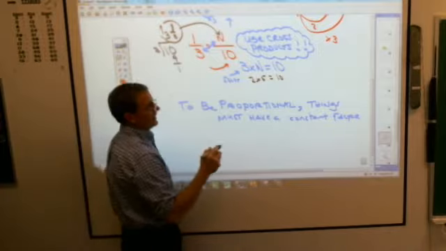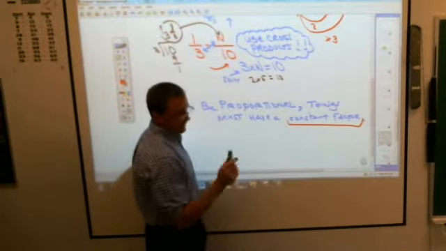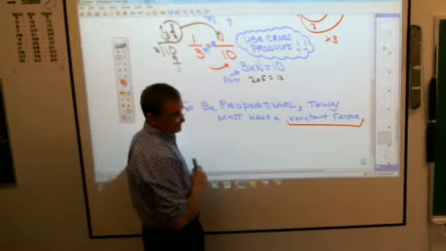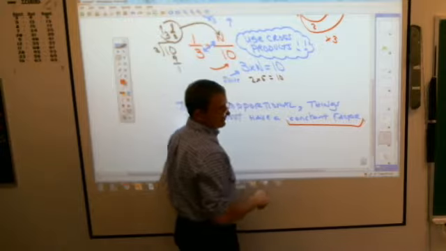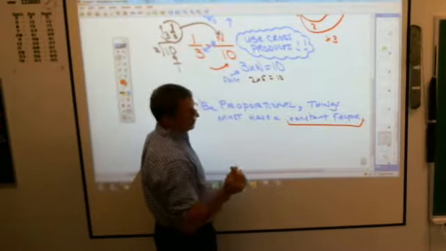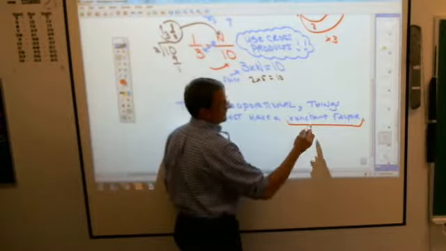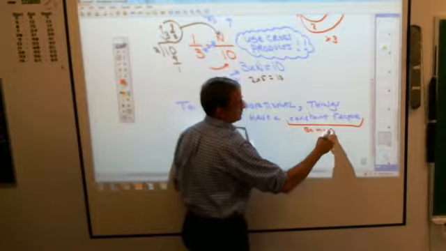What does a constant factor mean? Well, constant means what? Constant means the same. And factor means, what are factors? Things you multiply by. So if it's a constant factor, it must be multiplied by the same number.